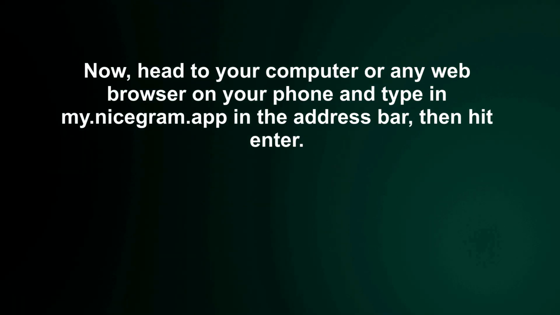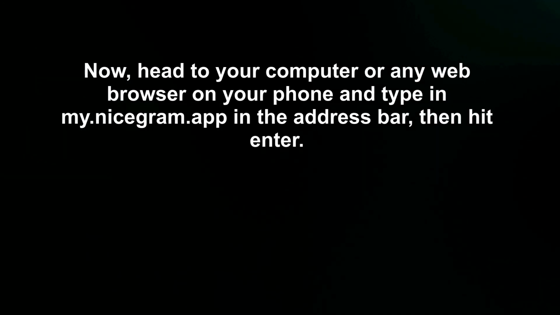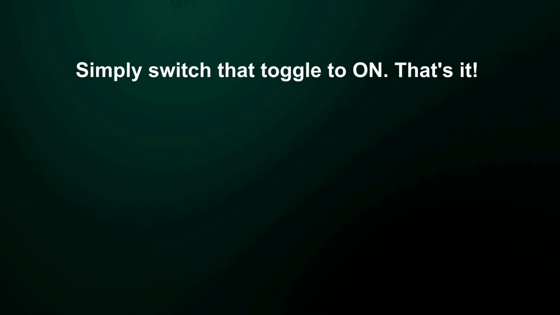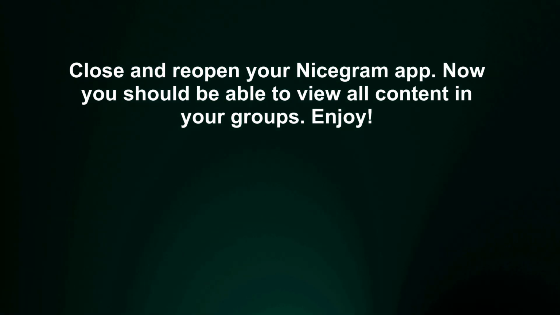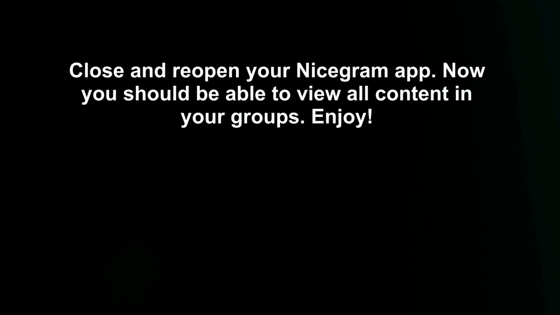Now, head to your computer or any web browser on your phone and type in my.nicegram.app in the address bar, then hit enter. You'll see a toggle labeled Show Sensitive Content. By default it is set to OFF. Simply switch that toggle to on. That's it. Close and reopen your Nicegram app. Now you should be able to view all content in your groups. Enjoy.